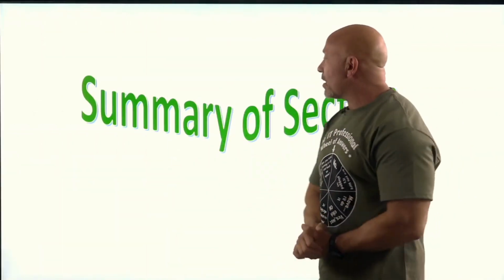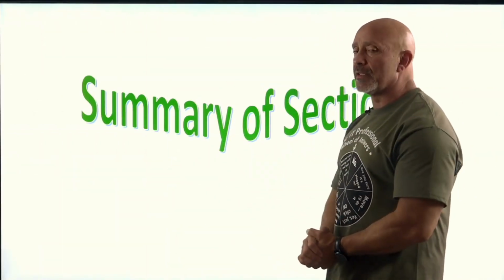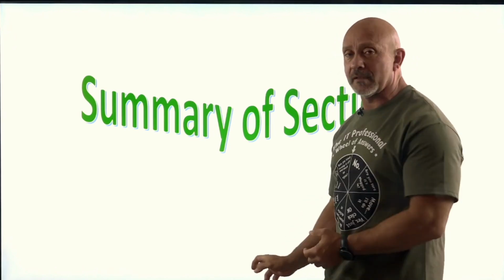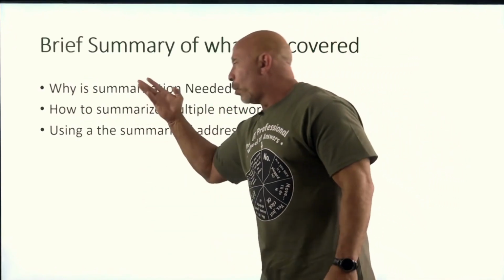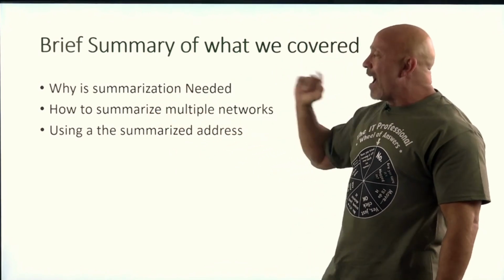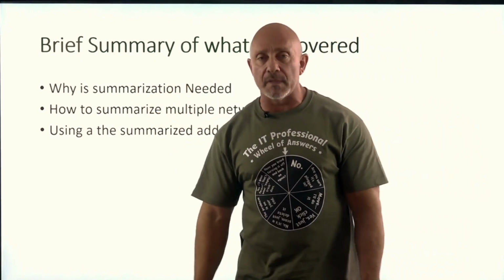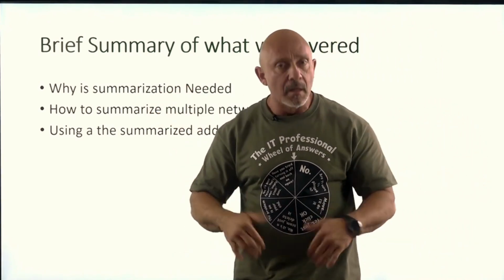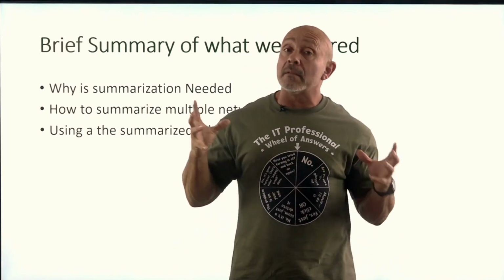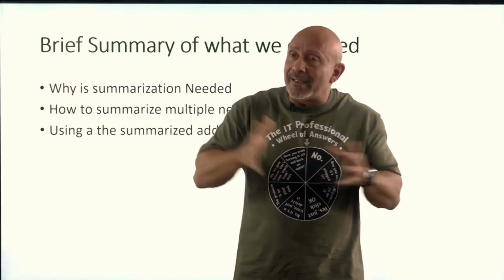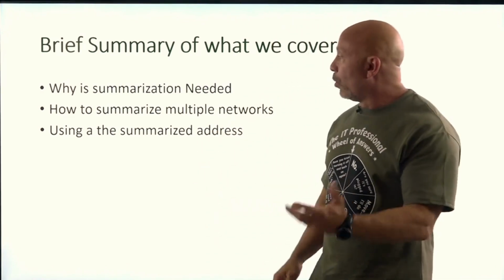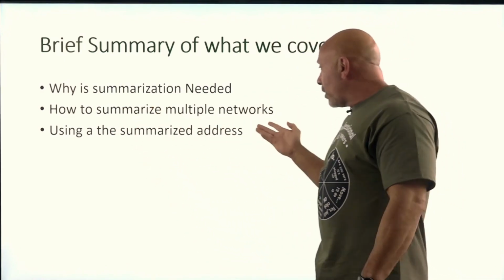All right, so it comes to the summary of this summarization section. We're going to summarize the summarization section. We now know why we need summarization: routing table small, more efficient routing. Packets are smaller, because I don't have to send a whole bunch of stuff, just send one. And how to summarize multiple networks?